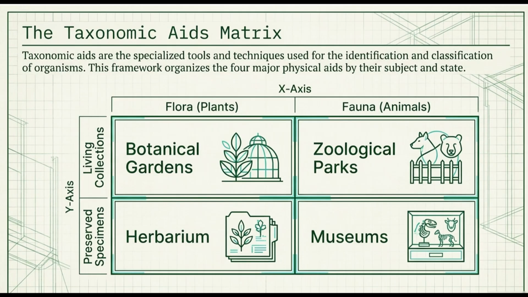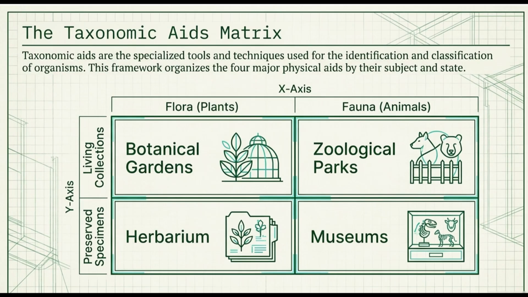Okay, so this is how we can explain it. So living collections for flora will be Botanical Garden, preserved will be Herbarium. For fauna, that is animals, living collections will be in Zoological Park, and preserved specimens will be in museums. Okay. And what is Herbarium? Herbarium is a collection of dried and pressed plant specimens mounted on sheets. Each sheet contains details such as scientific name, family, place of collection, and collector's name.